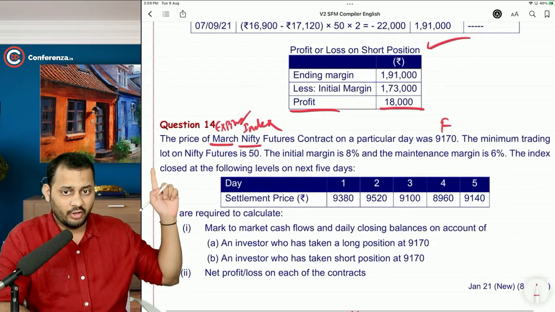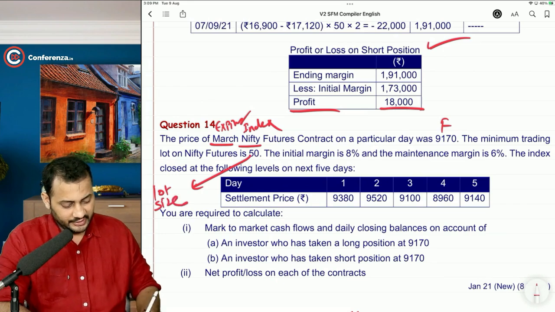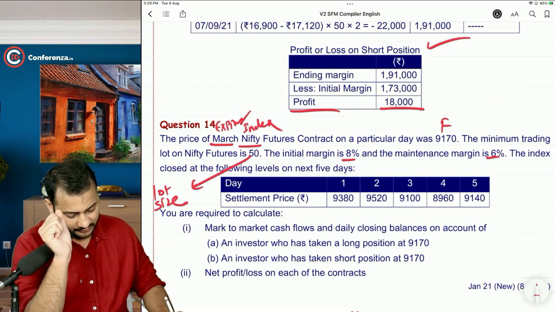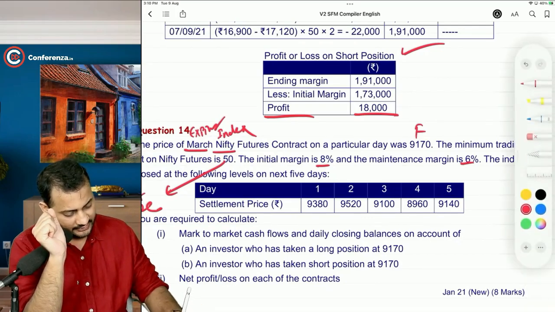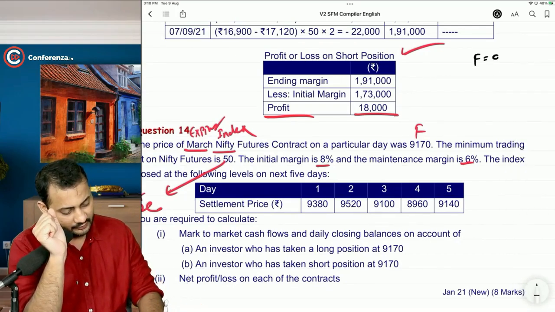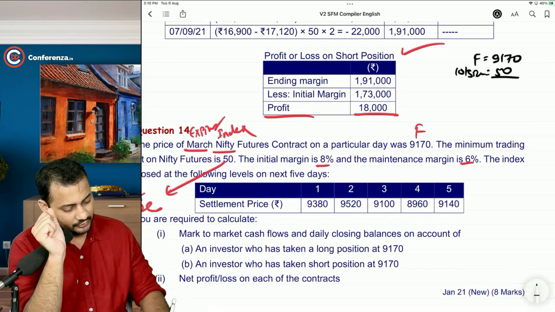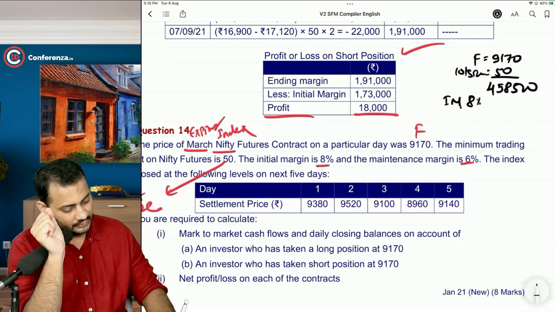The minimum trading lot on the Nifty futures is 50. This is a lot size. The initial margin is 8% and the maintenance margin is 6%. Okay. See. So can we do the calculation? Basic calculation. The futures price is 9170. Lot size is 50. So the price of one contract comes to 458,500. Initial margin is at 8%. That brings it down to 36,680.